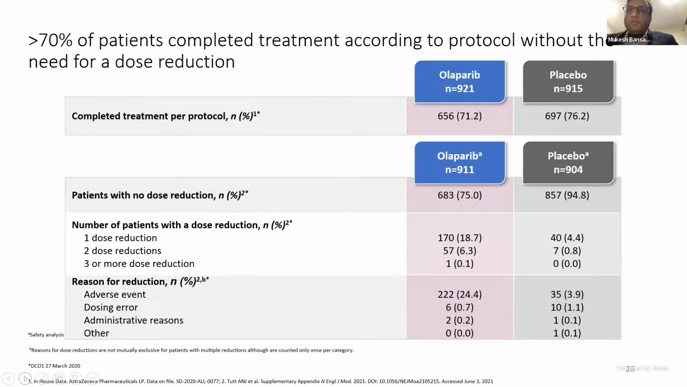More than 70% of patients completed treatment according to protocol. So the patients tolerated olaparib well. Around 70% completed the treatment as per protocol. No dose reduction was needed in 75% of the olaparib group patients. Around 18% needed 1 dose reduction and 6% needed 2 dose reductions. The main reason for reduction was adverse event.